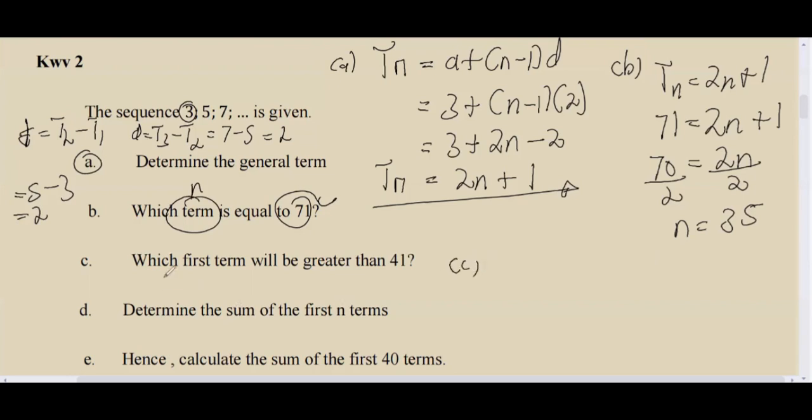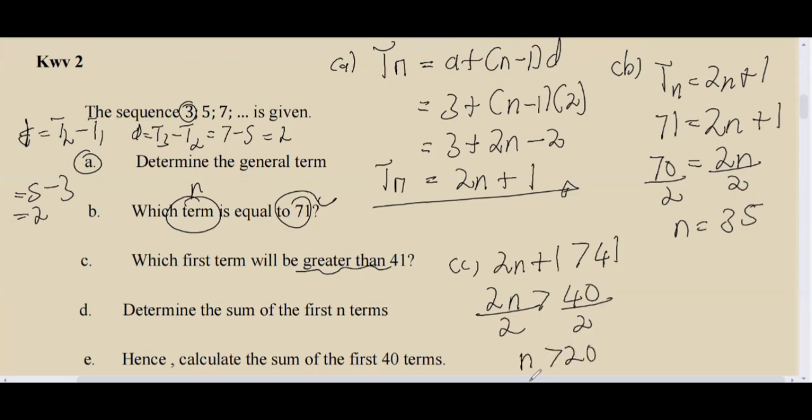Now, when we go to C, it says which term will be greater than 41. So this means we are still using the same general term, but this time around we'll be using an inequality sign. So that's 2n plus 1 greater than 41, right? So 2n, if we transpose that 1 over, that's 40. Divide both sides by 2. My n is greater than 20. So what does this mean? It means if I substitute 20, I will either get a value that is equal to 41 or less than 41. But if I substitute a number that is greater than 20, let's say an integer, the first integer would be 21, right? So this will give me a value that is greater than 41.